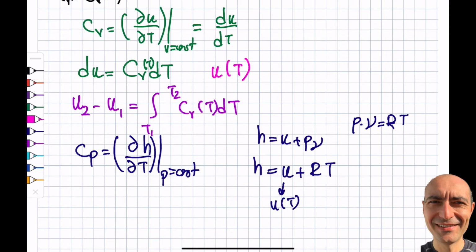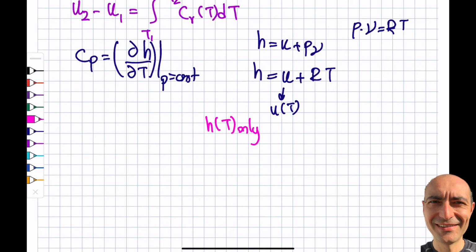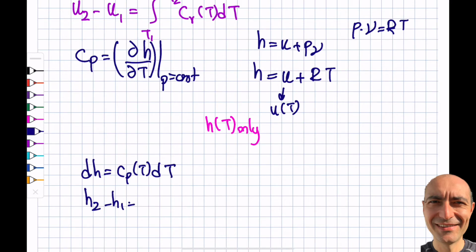Another point I want to make: h of T only. Again, for ideal gas, I don't want to keep writing the same thing, okay? But if I go through the same process that I did up there, you're going to get that dh will be Cp of T dT this time. And if I take the integral as usual, I'm going to get h2 minus h1 will be equal to the integral from T1 to T2 of Cp(T) dT, for ideal gas only, okay?